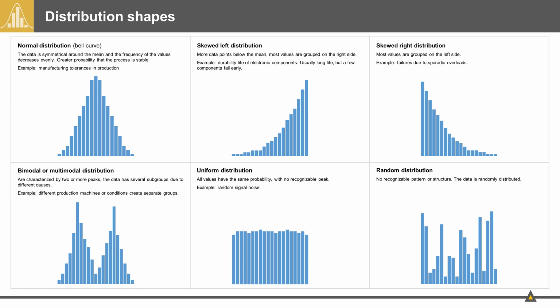Bimodal or multimodal distributions are characterized by two or more peaks. The data has several subgroups. An example is different production machines or conditions creating separate groups. Uniform distributions, all values have the same probability. An example is random signal noise. And random distribution has no structure. The data is randomly distributed.